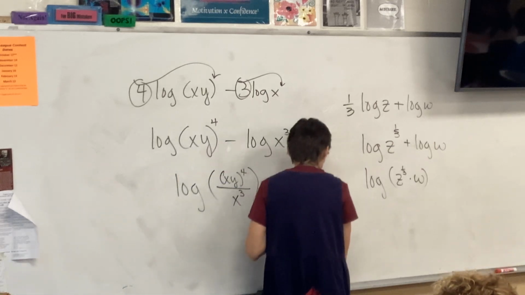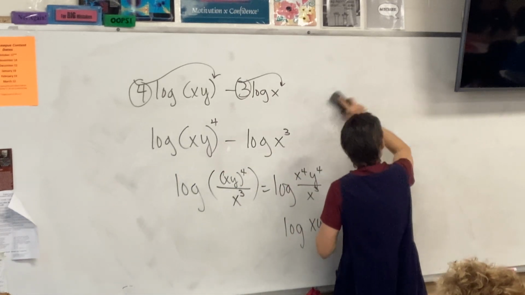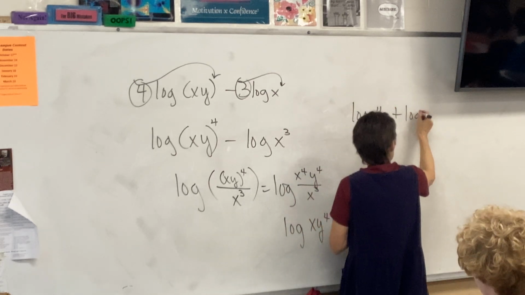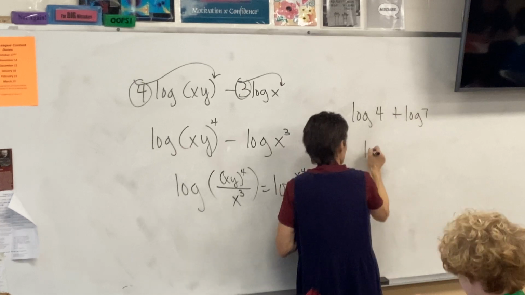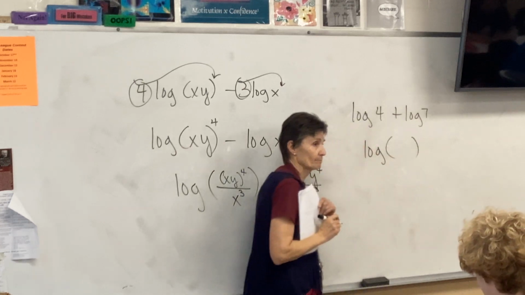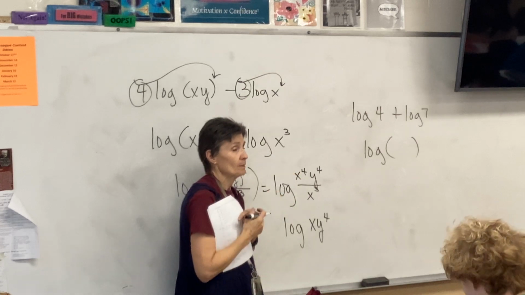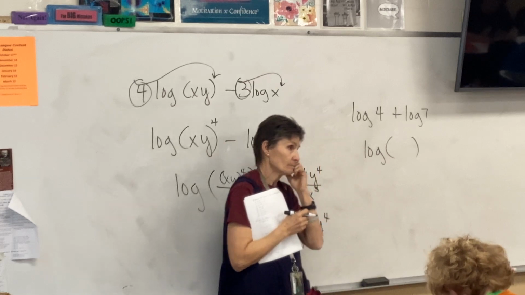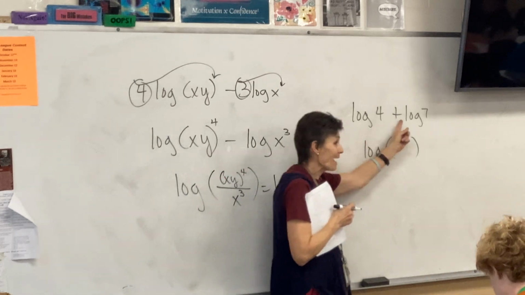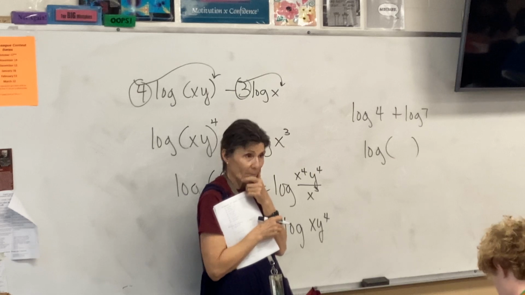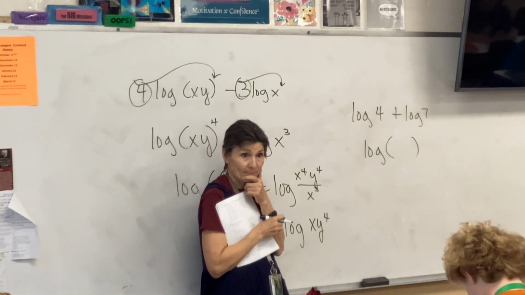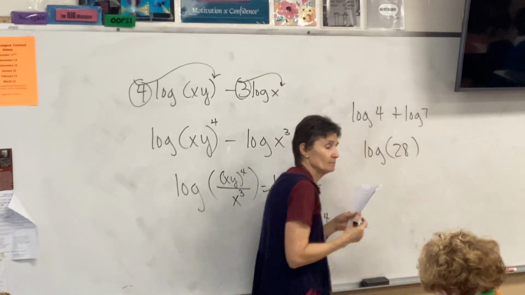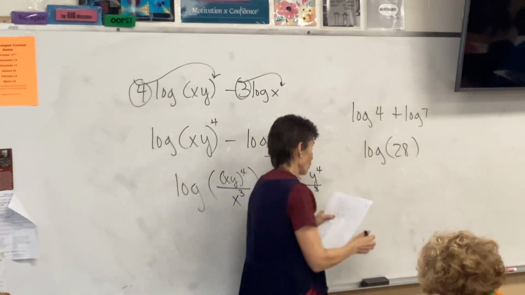Okay, now, instead of x's and y's or z's and w's, this next one has numbers. All right, so it's the log of 4 plus the log of 7. Your job is to write as 1 logarithm. That's your job, that's what the directions say. Okay, so you gotta combine the 4 and the 7. They're being added. So when you combine them, you'll combine them as a multiplication. So what goes into parentheses? 28.